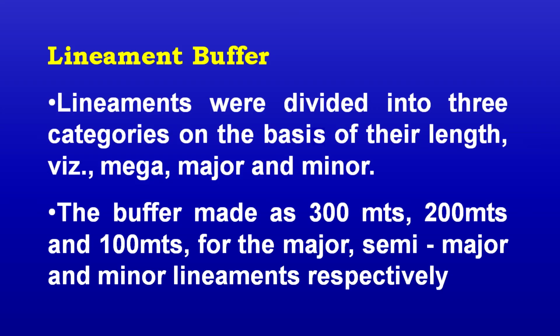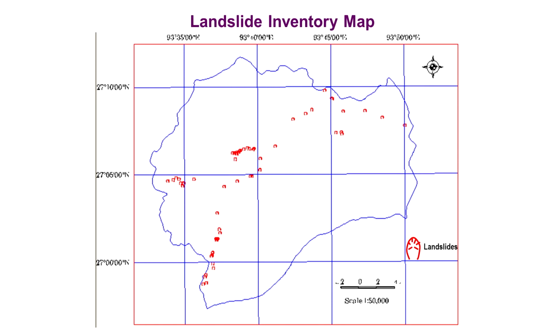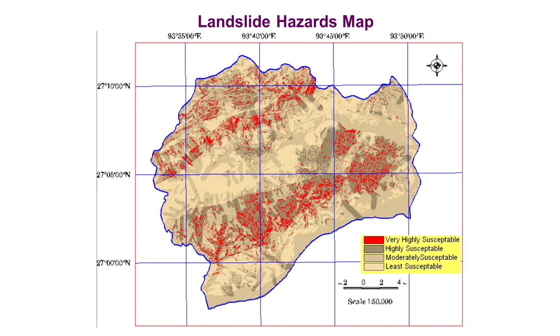Likewise, we studied the lineament buffer zone also, because lineaments were divided into 3 categories on the basis of their length, namely mega, major and minor, and buffers were made 300 meter for major lineaments, 200 meter for semi major and 100 meter buffer zone for minor lineaments respectively. As we can see here in this thematic map, another layer is the landslide inventory, which shows the landslide inventory. And then when all the layers have been prepared, we gave weightage to each of the themes and we prepared this landslide hazard zonation map.